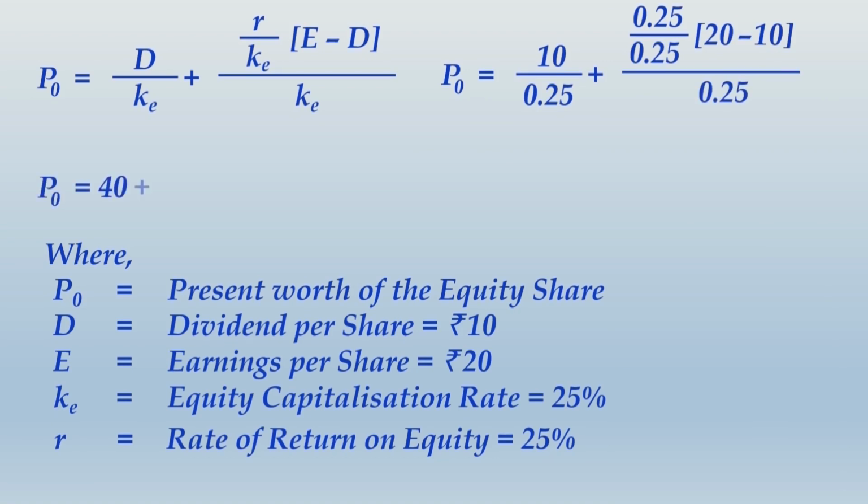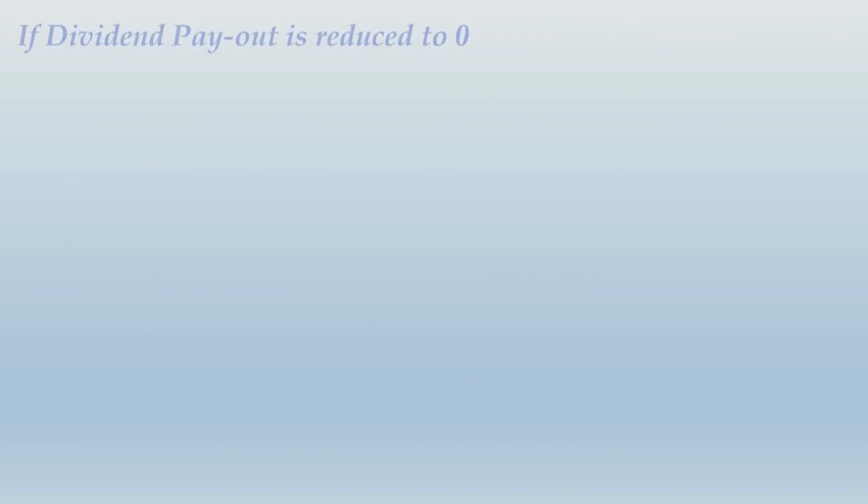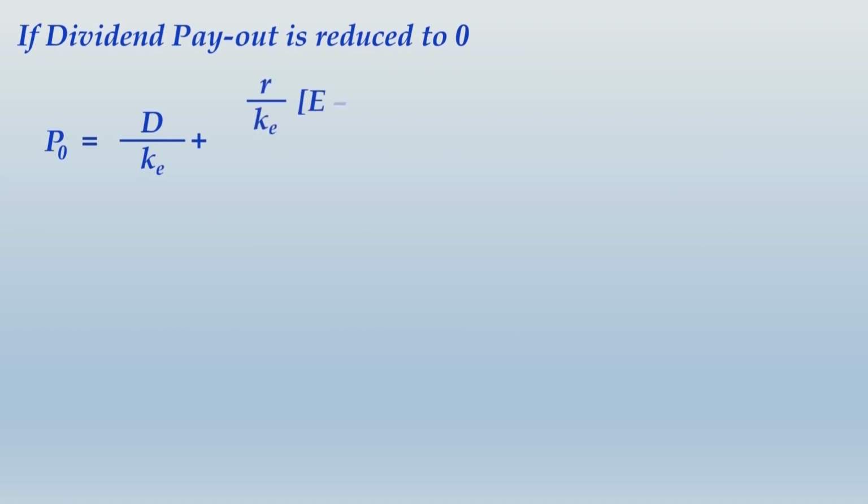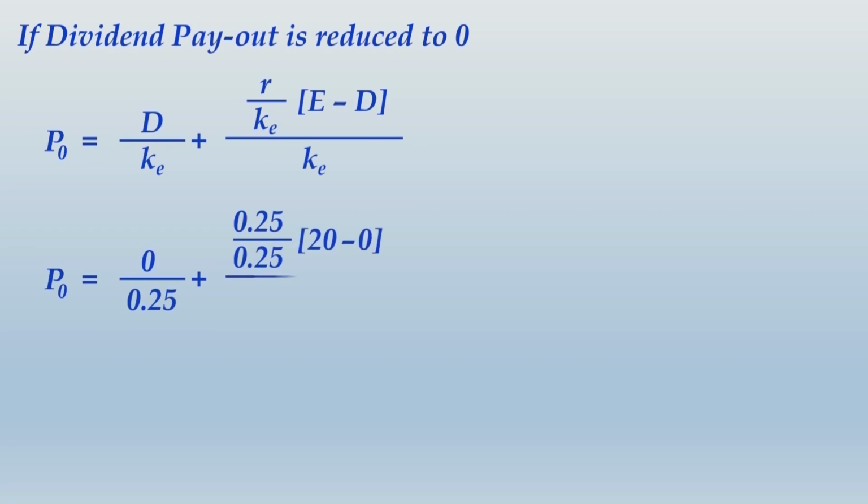When you apply this whole thing, what you finally get is 40 plus 40, and that equals 80. Let us move ahead and deal with the next possibility given in that same question, that is when dividend payout is reduced to 0. When you reduce the dividend payout to 0, all the earnings will be retained earnings. And the wonderful thing that you will notice over here is that, because R is equal to KE, the adjustment factor that you are applying becomes 1.